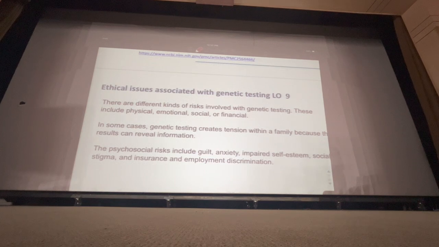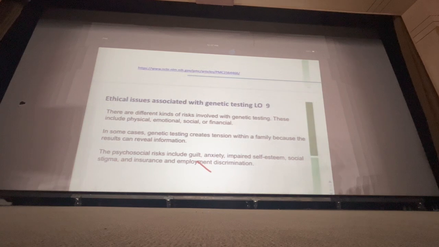Also, there are risks involving genetic testing. These include physical, emotional, social, and financial risks. So these are the risks if you do all these tests. In some cases, genetic testing creates tensions within a family because the results can reveal information.